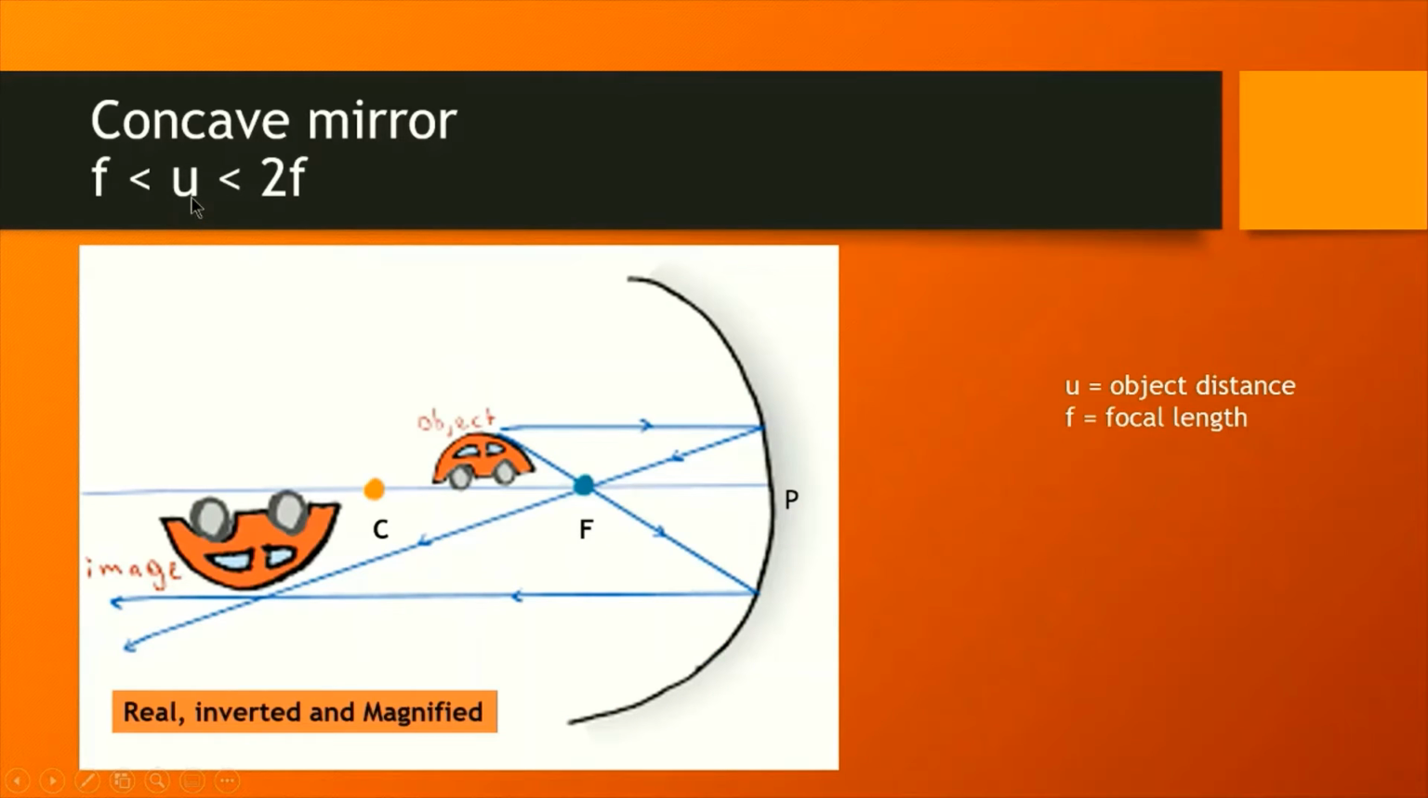What if we bring the object nearer to the mirror and place it between f and 2f? This is f, this is another f, so it is between f and 2f. We draw the same rays, ray P and ray F. The image is formed here, at the intersection of two reflected rays, and the image is real, inverted again, but this time it is bigger than the object. The size is bigger than the object, so we call it magnified.